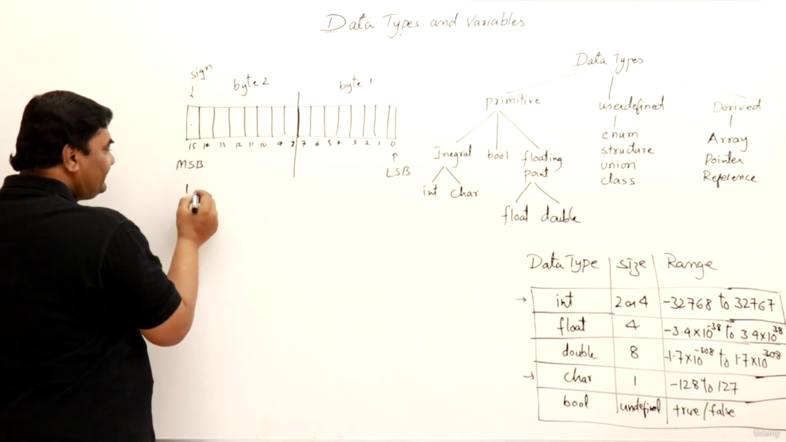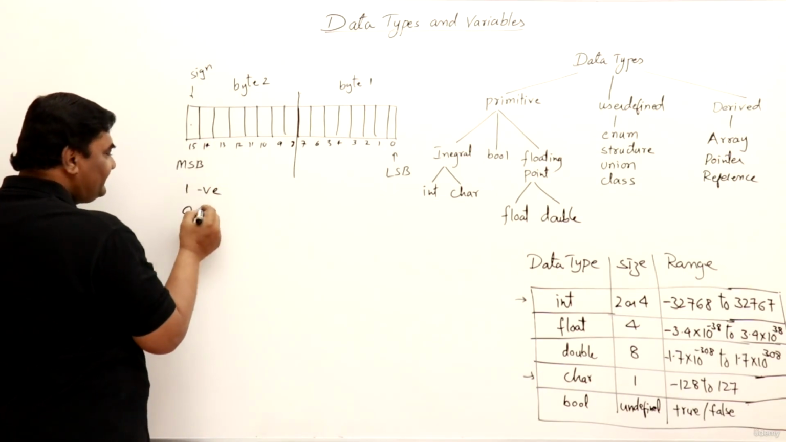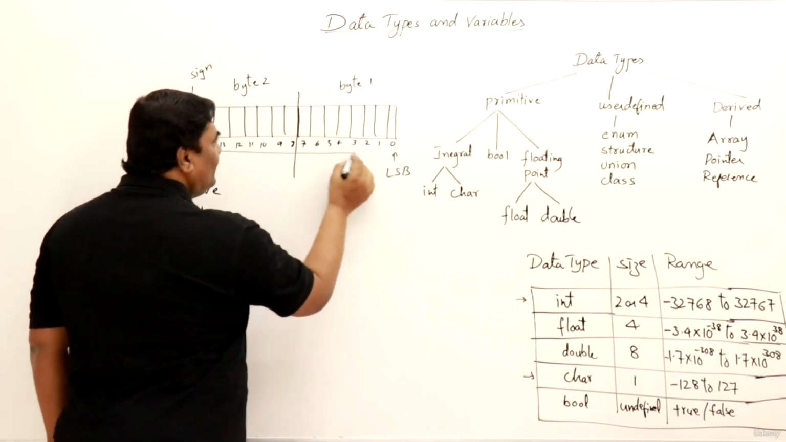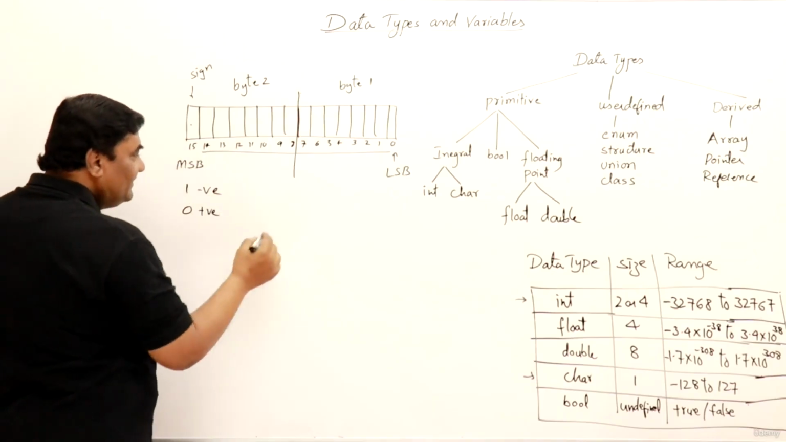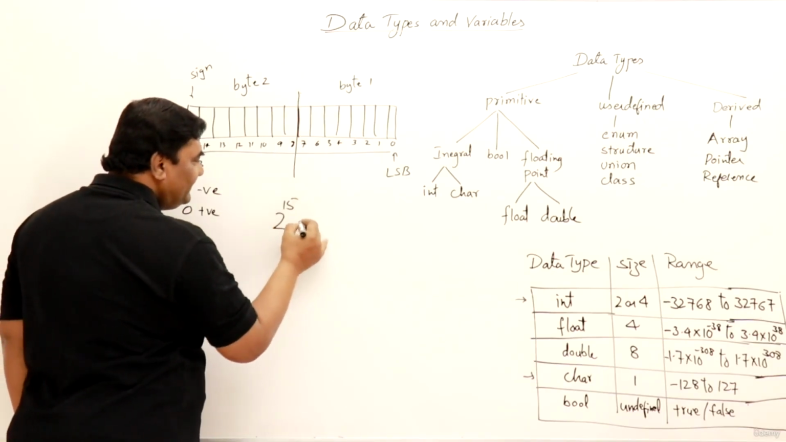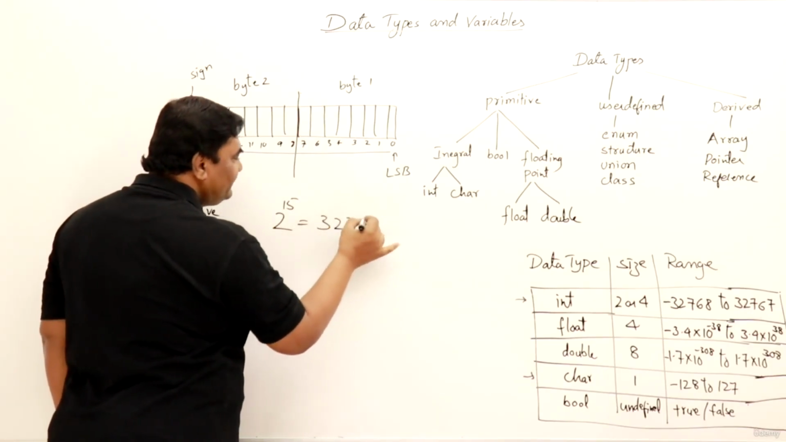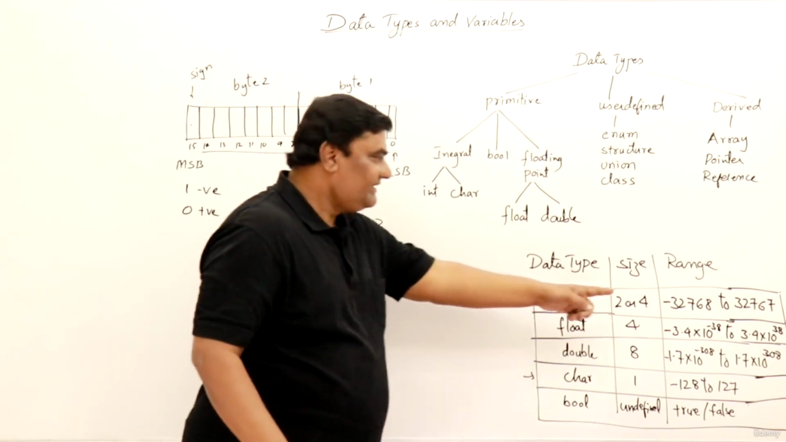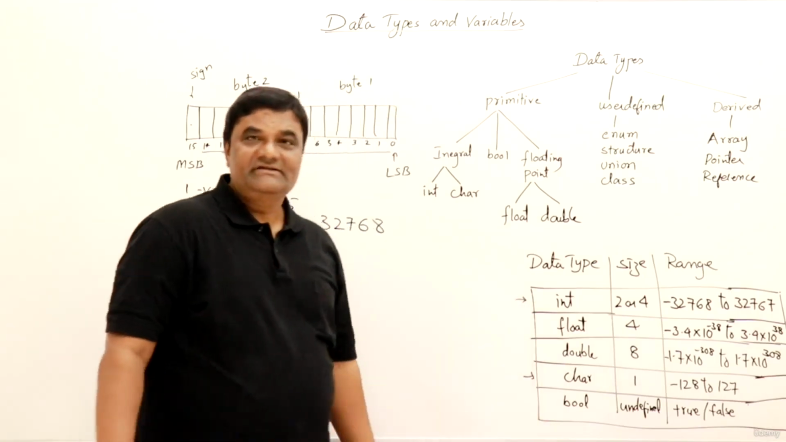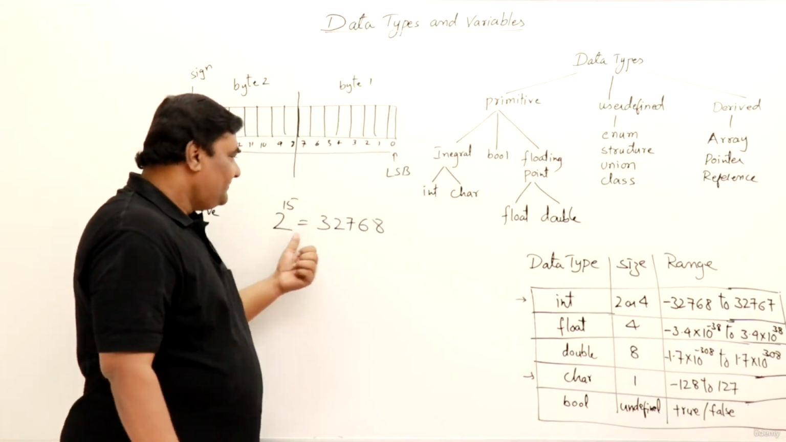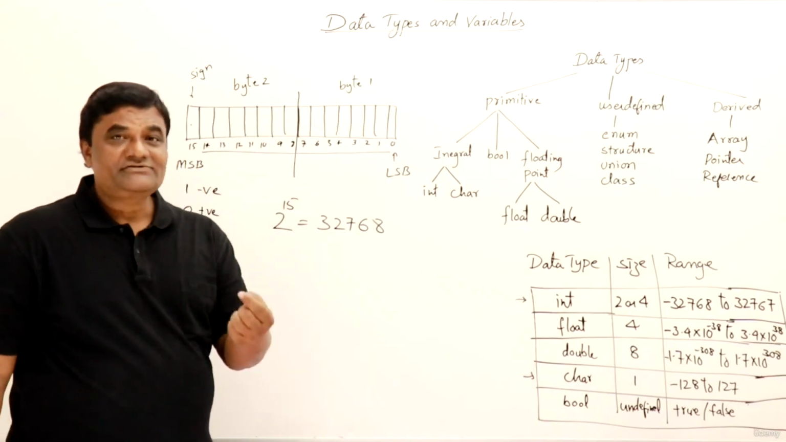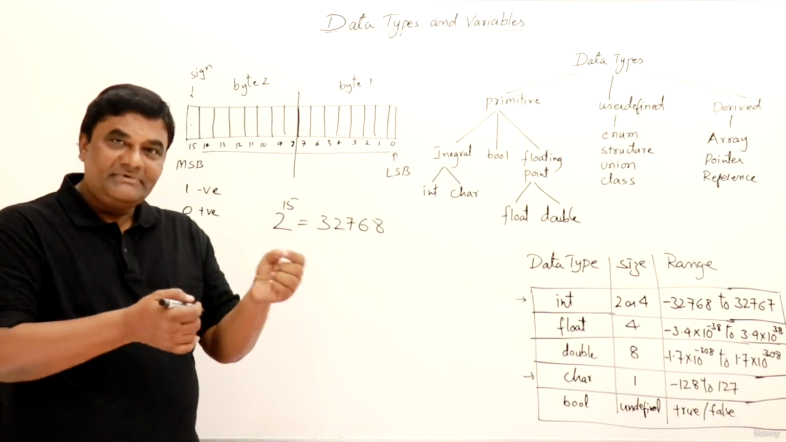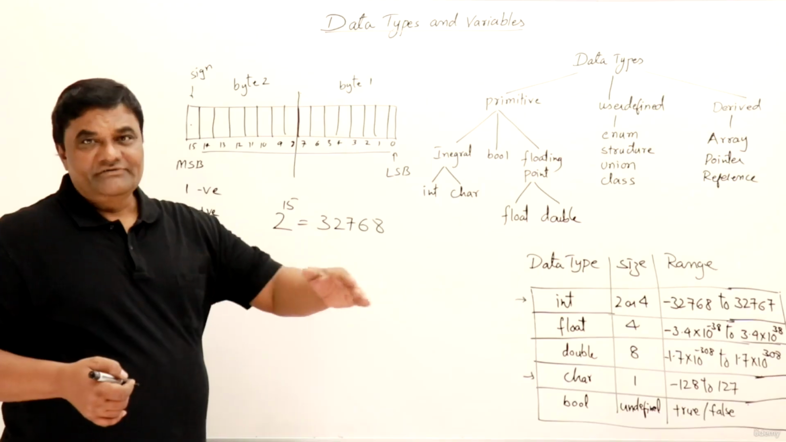If that is 1, the number is negative. If that is 0, the number is positive. Then how many bits are remaining for writing a number? Only 15 bits, 0 to 14. So 2 power 15 is 32768, and that goes up to 32767. So that's why the number is stored only in 15 bits. It has to support sign also, positive and negative. That is the reason 1 bit is reserved. Remaining bits are used for storing a number.